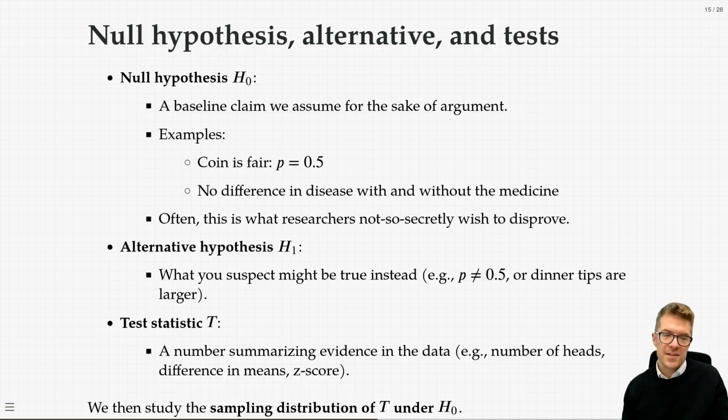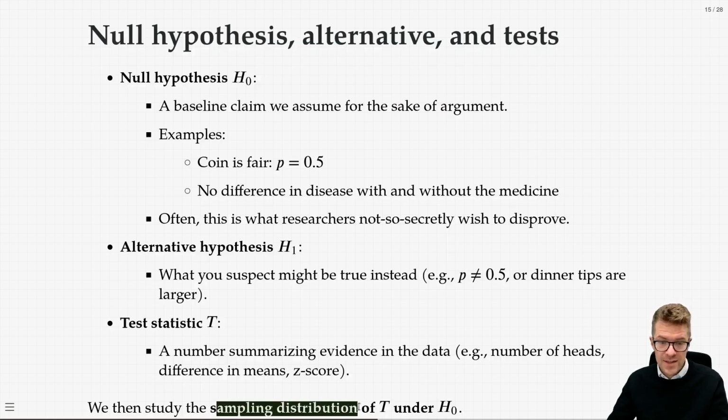The test statistic T, there's lots of things you can use here. This is a number that summarizes the evidence in the data. This can be the number of heads. We're going to see an example of this in a second. We're not going to get too deep into distributional measures like the t-test, the z-test, or others, but I'm just going to flag it for now. So we're going to study the sampling distribution of t, whatever the statistic is, under the null hypothesis, and then we'll make claims about it.